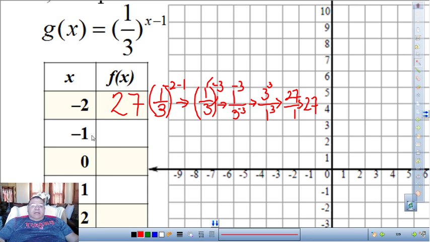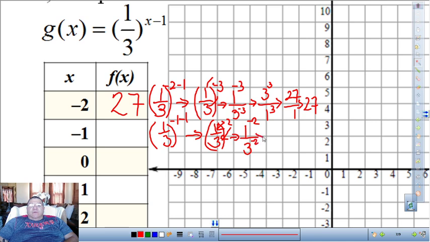All right, let's go to the next one. 1/3 to the negative 1 minus 1, and this is 1/3 to the negative 2. If we distribute to this one and this one, we get what? 1 to the negative 2, 3 to the negative 2, which is, bring this one up, this one down, so this is 3 to the second over 1 to the second, which is 9 over 1, which is 9.